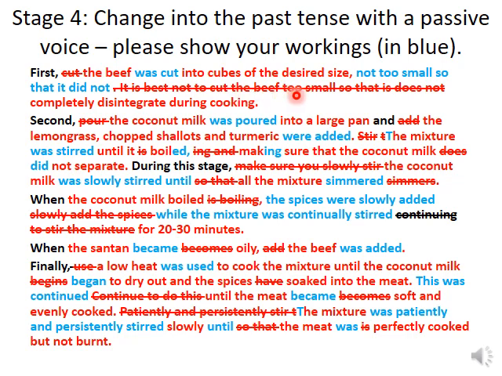Again, previously it said it is best not to cut the beef too small. But because we want it in the past tense, we are converting it to not too small so that it did not, rather than does not. Again, here's an example. Second, pour the coconut milk. We cut out the word pour and replace it with second. The coconut milk was poured. You can see every time that I convert the tense to the past tense, I write it in blue. And I want you to do exactly the same.